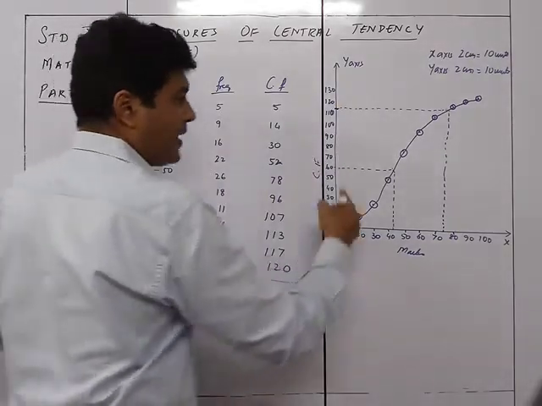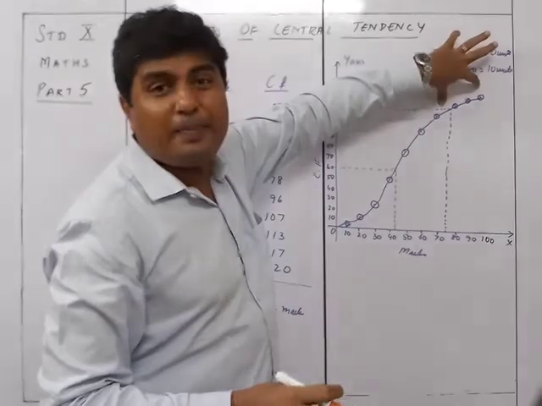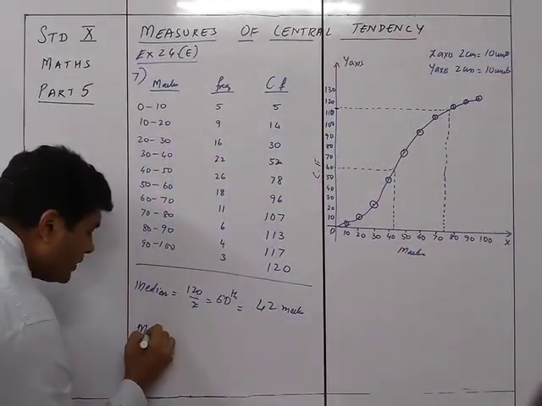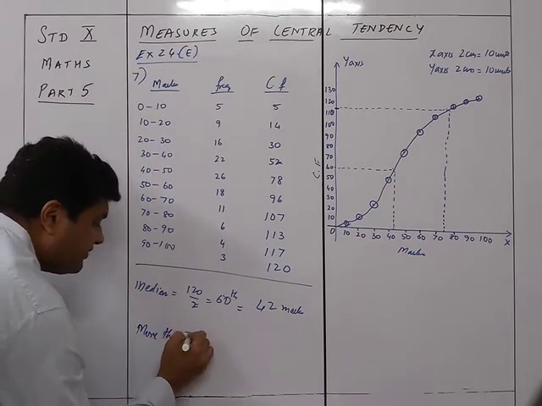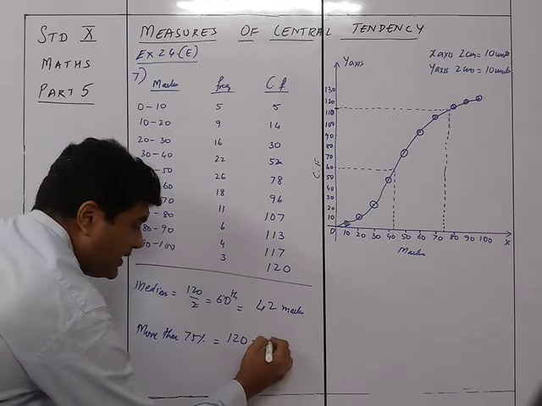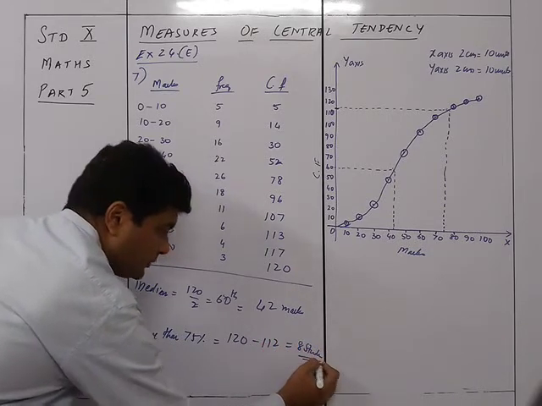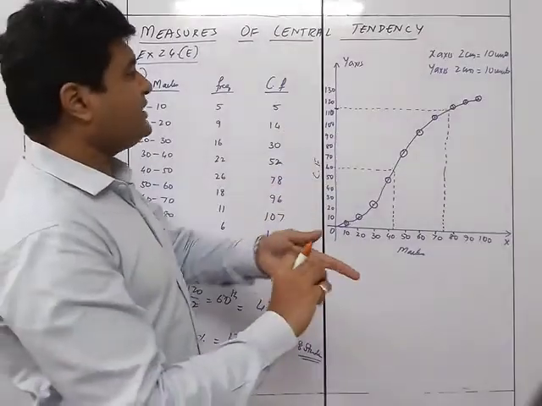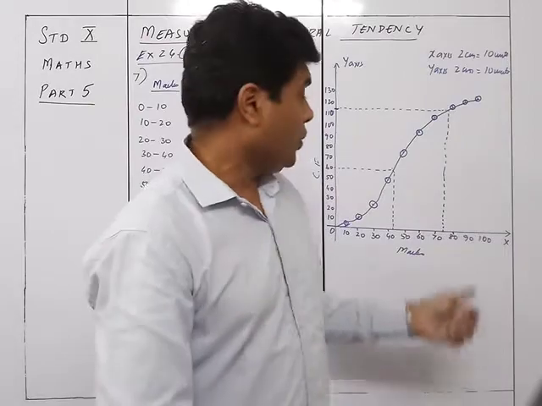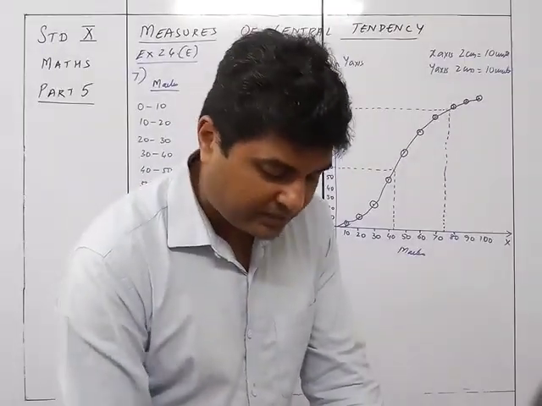So you know that this value for this is 112. So how many got more than 75? It is only this many people who got more than 75. So you can see that more than 75% is equal to 120 minus 112 is equal to 8 students. There are only 8 students who are here, who got above 75. Only 8 students got more than 75.